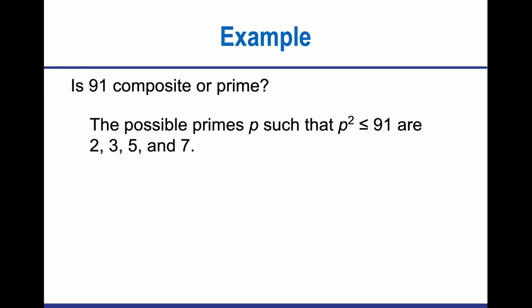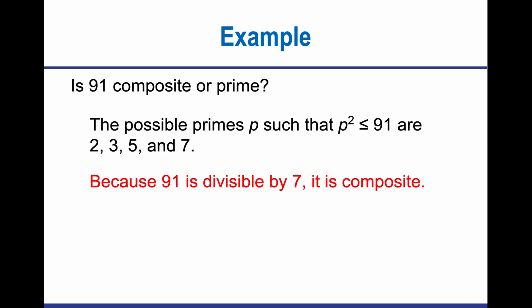Is 91 composite or prime? So my possible primes would be 2, 3, 5, and 7, because once I get past 7 squared, which is 49, it's bigger than 91. Because it's divisible by 7, it is composite and therefore not prime.